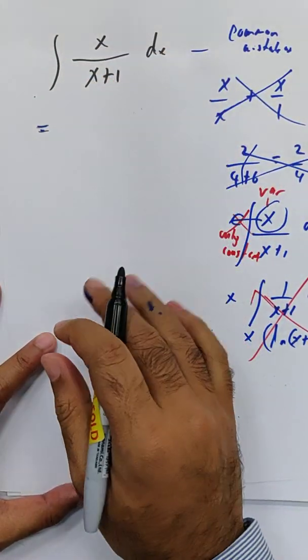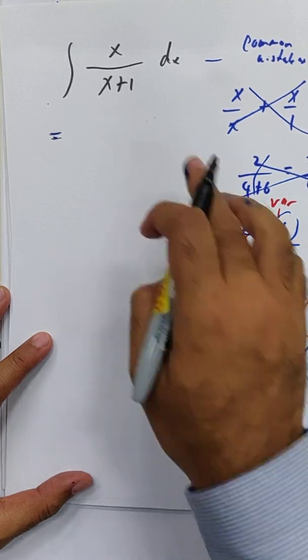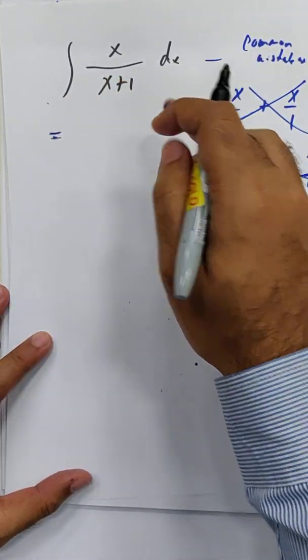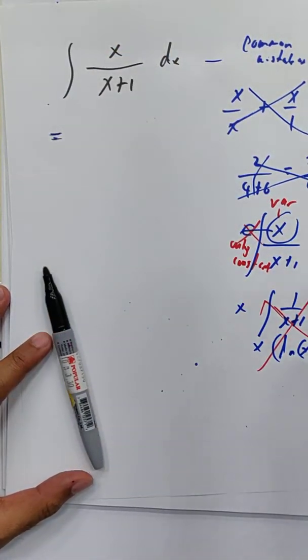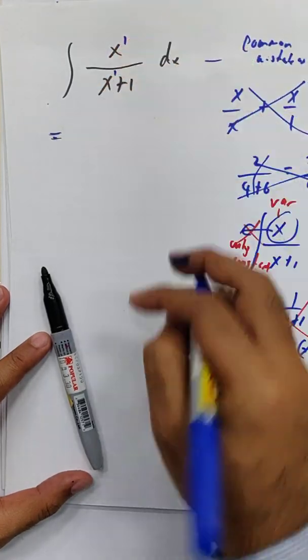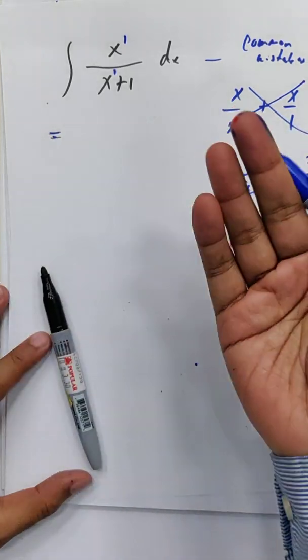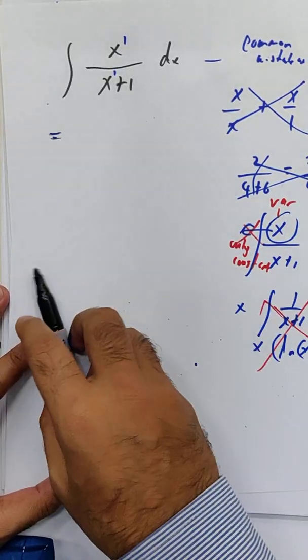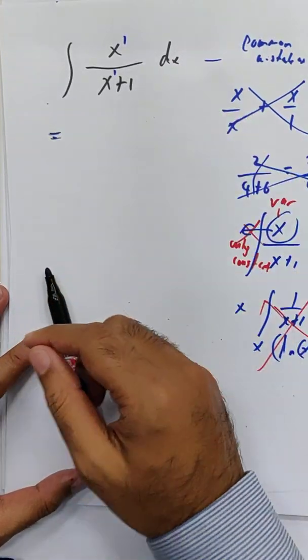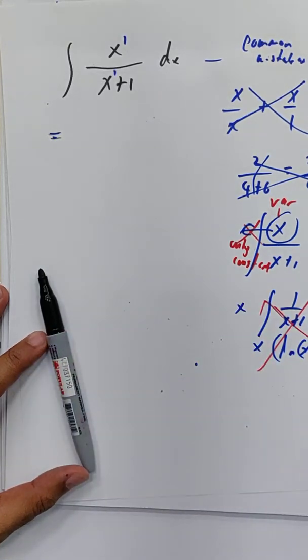So the correct way of doing this question is by realizing that they have the same power. This one to the power 1, this one to the power 1. So they have the same power. You can use long division to get the answer. You can also use substitution to get the answer, but substitution is a bit long.